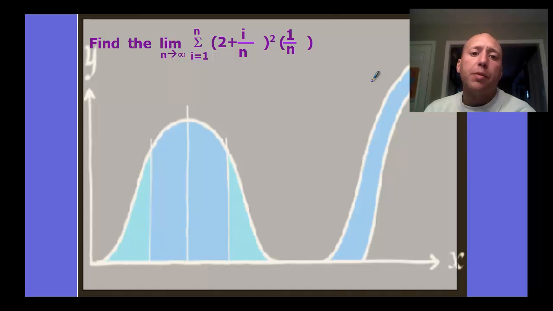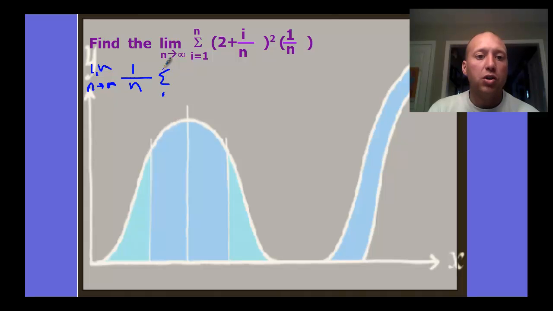Okay, well, it's a little bit more complicated. For this one, the limit as n goes to infinity of the summation of this binomial squared times 1/n. So 1/n here again is our coefficient or our constant, and so we can pull that out in front. So we're going to find the limit as n goes to infinity of 1/n times the summation of 1 to n of that summation.